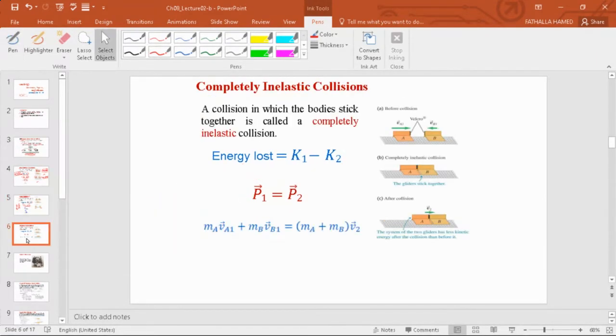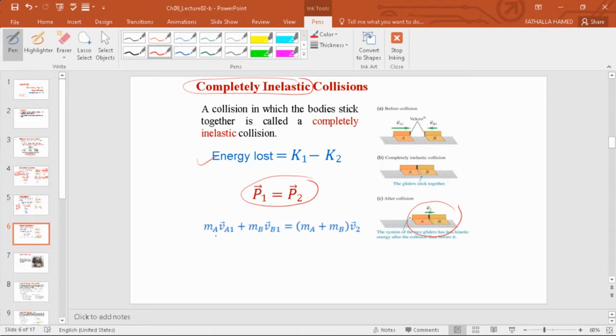Now, there is a type where we say completely inelastic collision. And in this type, the momentum before and after is conserved. And of course, you have energy loss. That means the kinetic energy after is less than the kinetic energy before. But why we call it completely inelastic collision is that after the collision, the two bodies that are colliding stick and move as one object.